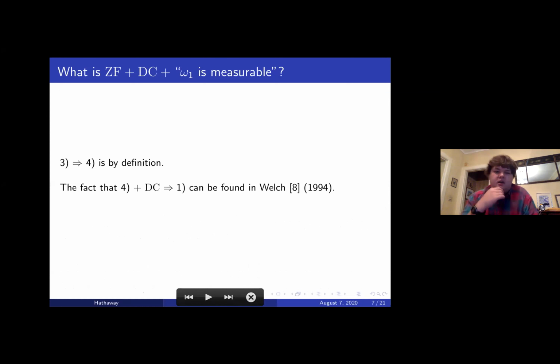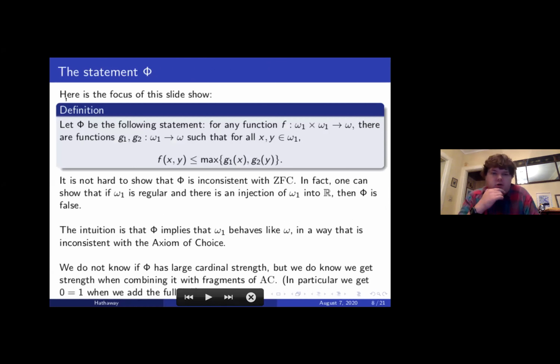Okay, here's the combinatorial statement that I want to look at. I'm calling this phi. So let phi be the following statement. For any function f from omega 1 cross omega 1 to omega, there are functions g1 and g2 from omega 1 to omega, such that for all x and y in omega 1, f(x, y) is less than or equal to the max of g1(x) and g2(y).